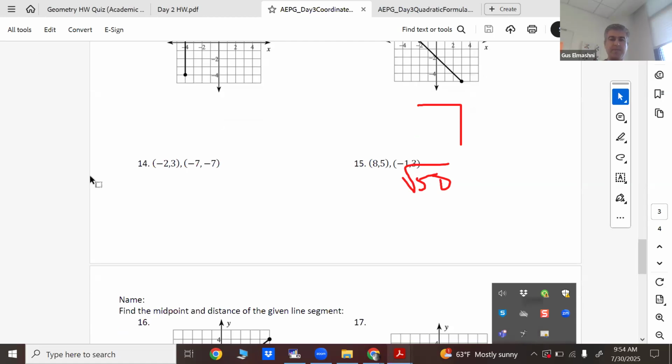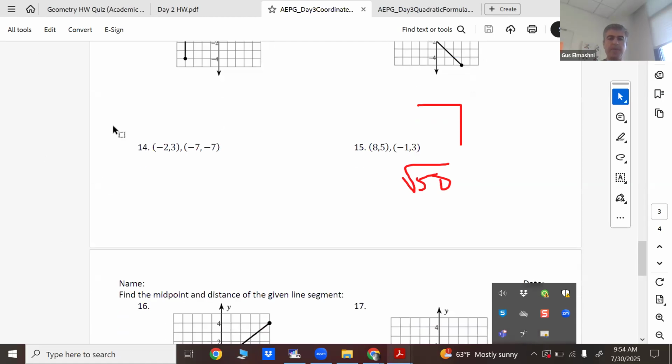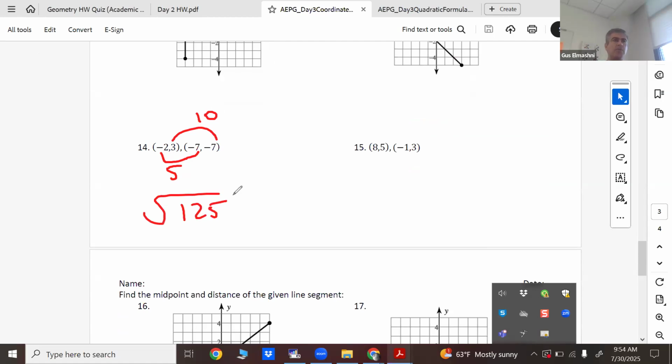Yep. I would agree. Because the distance between these two is 10. The distance between these two is 5. So you're doing root 125. Yeah, I'd agree. Because you're doing 10 squared plus 5 squared. Good. And you go by Peter. So what do you get, Peter, for root 85? So this is 9. This is 2. So doing 81 plus 4, 85. I'd agree. Very good. Thank you. Awesome.